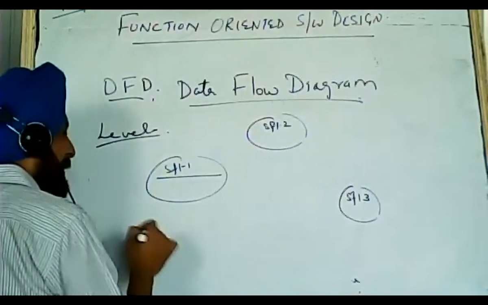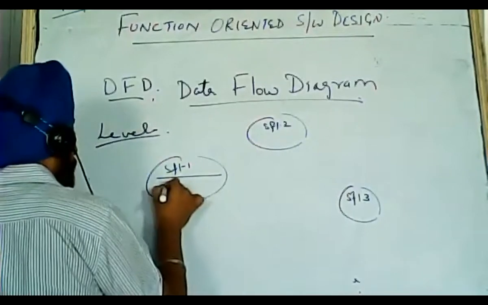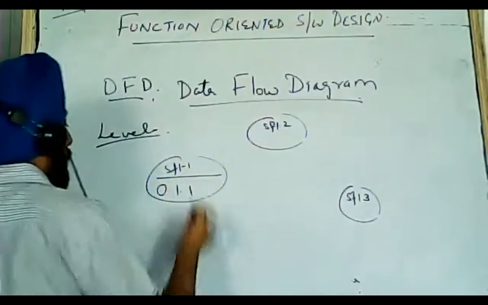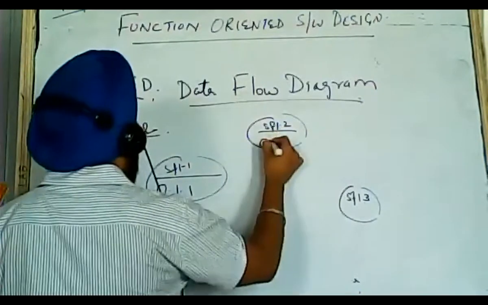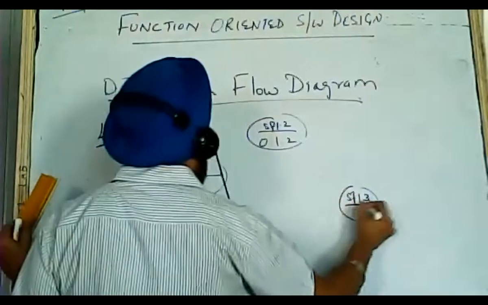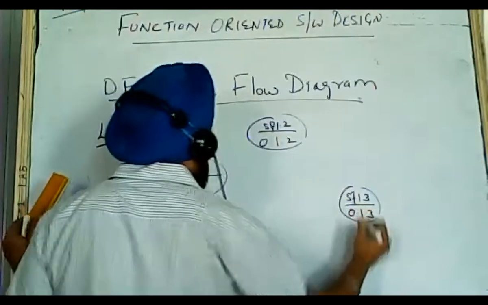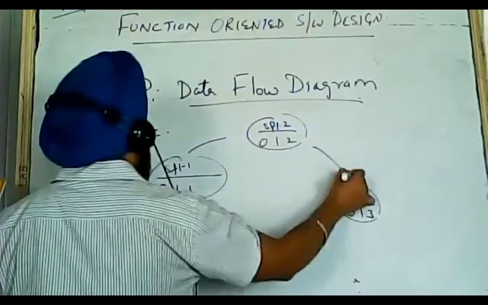Now just see the numbering: 0.1.1, 0.1.2, 0.1.3, and now we will connect.